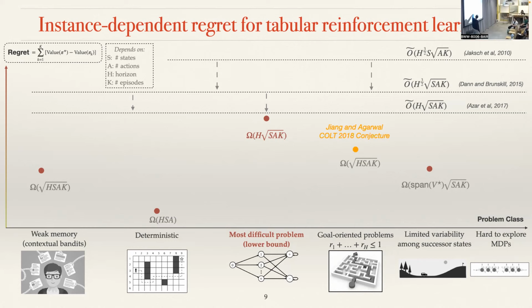At the same time, we know that there are classes of problems that are very different from the type of contrived construction that creates the lower bound. One example is a problem that has no dynamics or weak memory. A problem that has weak memory is a problem where the actions that you took in the past have really little impact on your state.